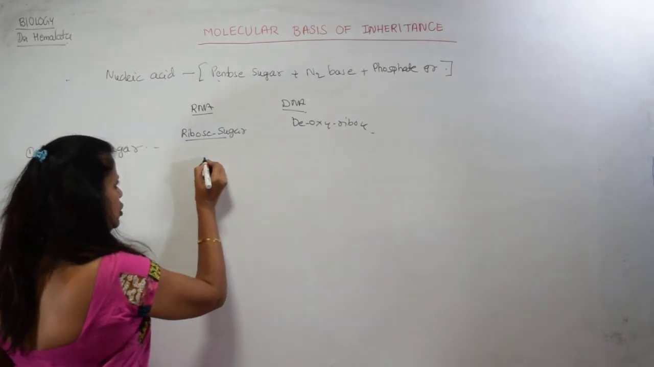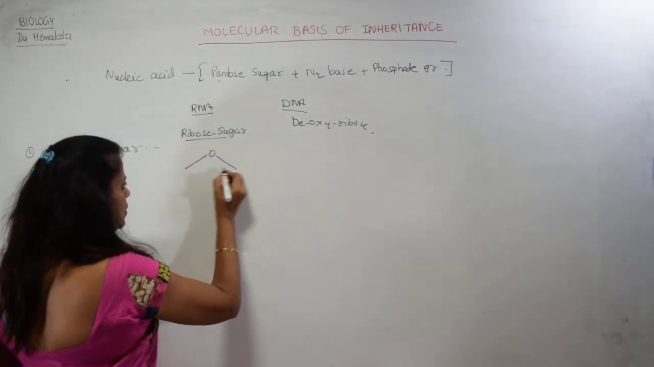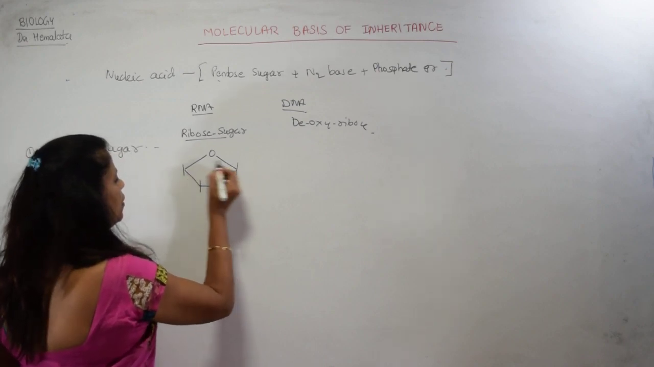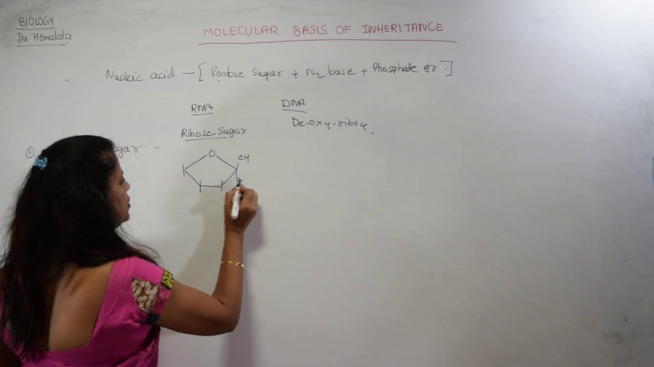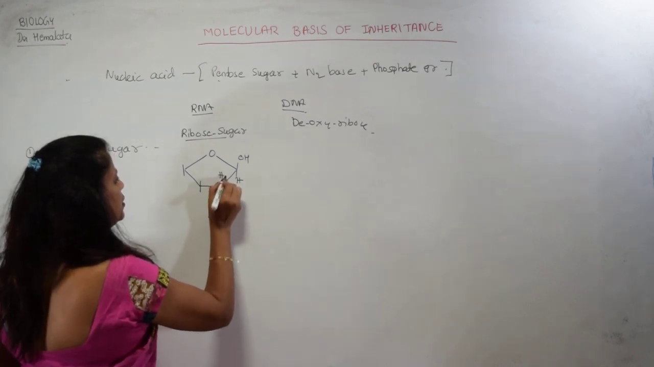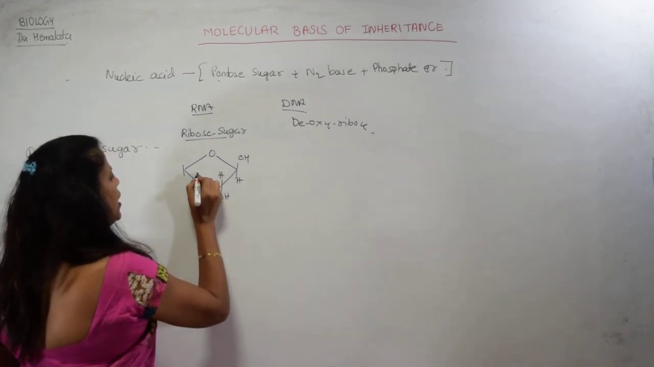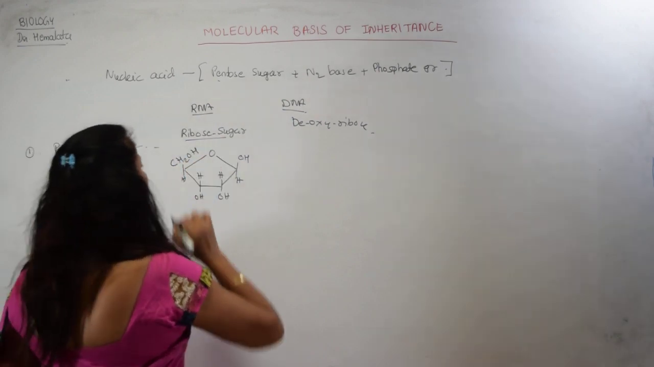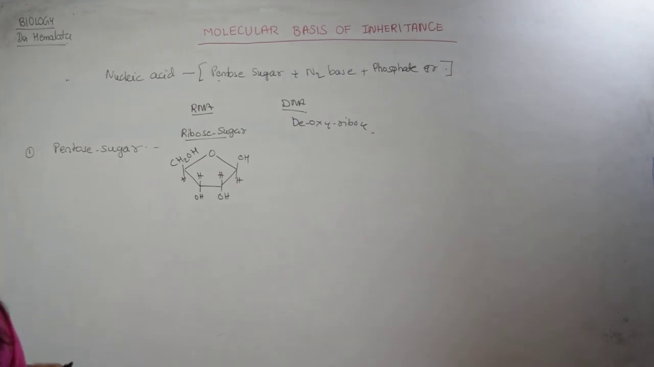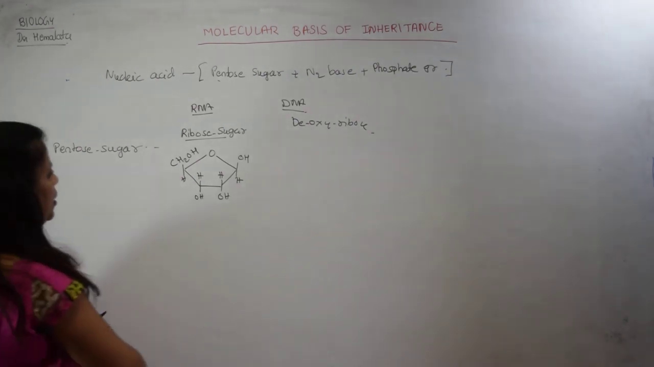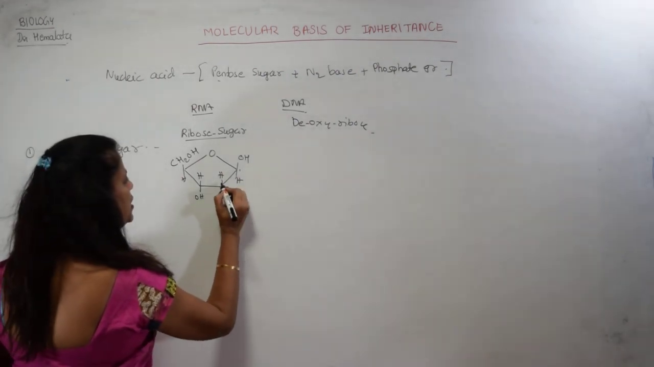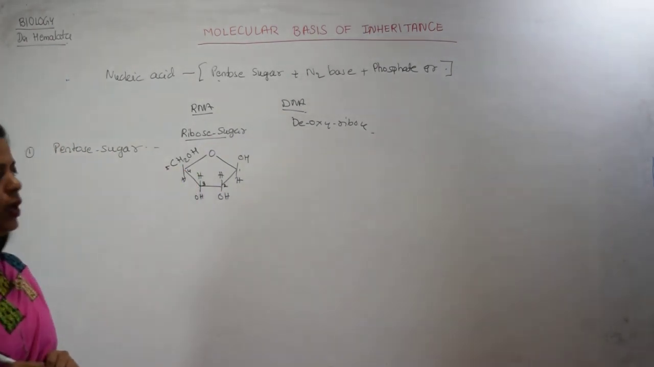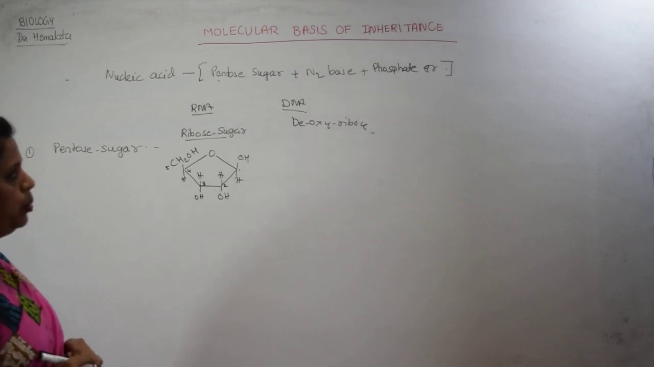Okay, how is ribose sugar? It has the pentose structure like this: OH, H, OH, H, OH, H, H, CH2OH. This is the ribose sugar, right? In ribose sugar, you can number the carbons: first carbon, second carbon, third carbon, fourth carbon, fifth carbon. A 5 carbon sugar, it is a pentose sugar called ribose sugar.